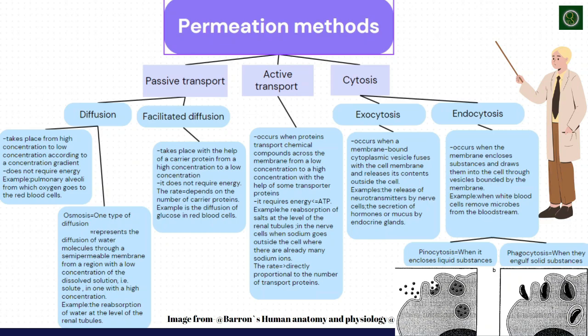Active transport occurs when proteins transport chemical compounds across the membrane. It is carried out from a low concentration to a high concentration with the help of some transporter proteins. Therefore, it requires energy it procures from ATP. An example of active transport is the reabsorption of salts at the level of the renal tubules, or in the nerve cells when sodium goes outside the cell where there's already many sodium ions.